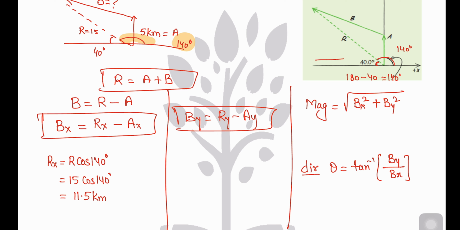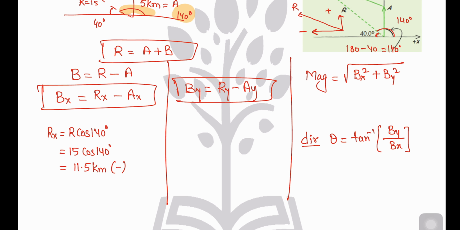You will resolve like this. Yes or no? Here is your R. One vector is going up, plus. One vector is going negative, the x-axis negative. So this should be negative. Clear? Okay. Similarly, solve Ry, R sine 140 degrees.